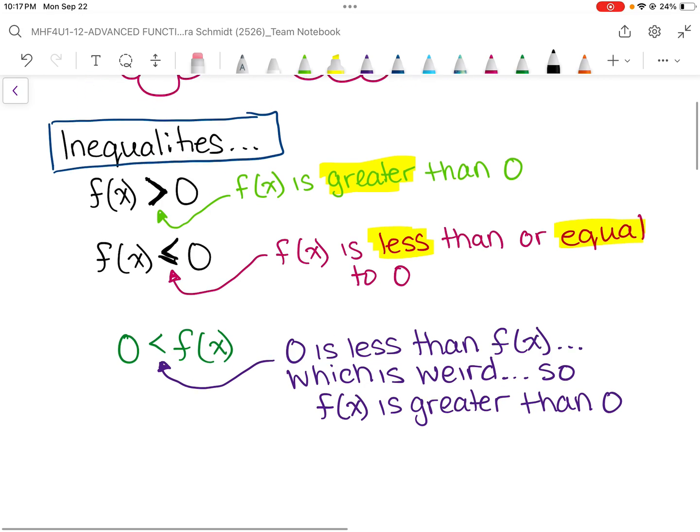And if someone wrote it the other way around, it's a little bit weirder, but this would be saying that 0 is less than f of x, which is kind of weird to say. So I would prefer to say it like f of x is actually greater than 0. So just be comfortable with those signs.